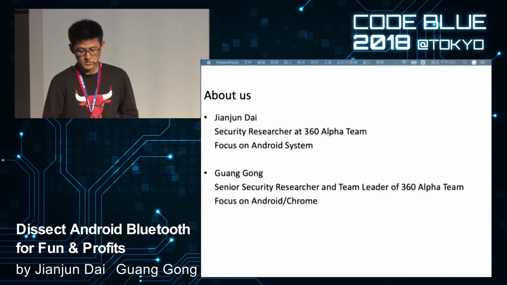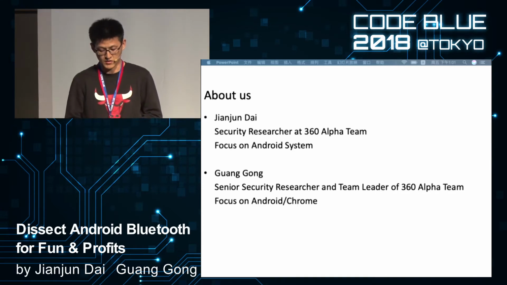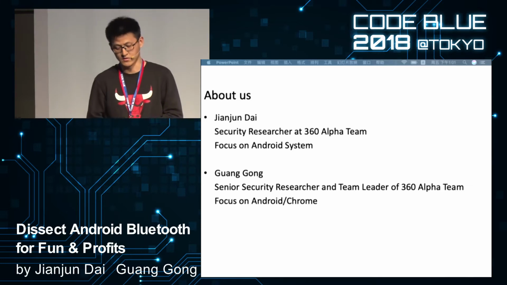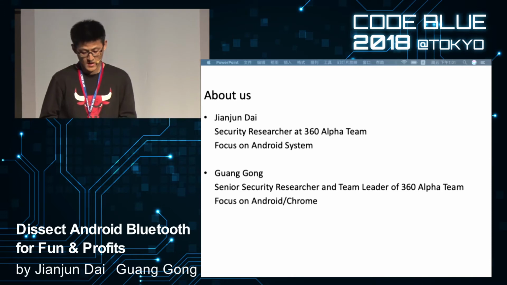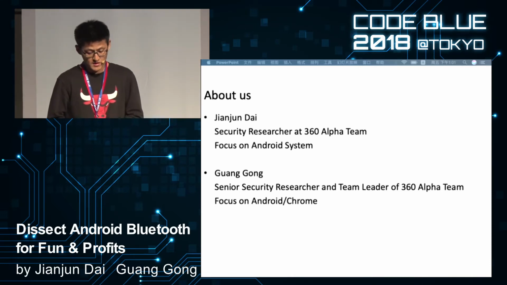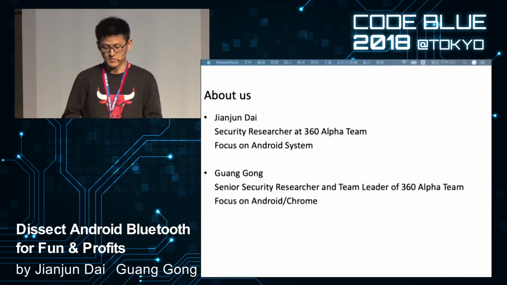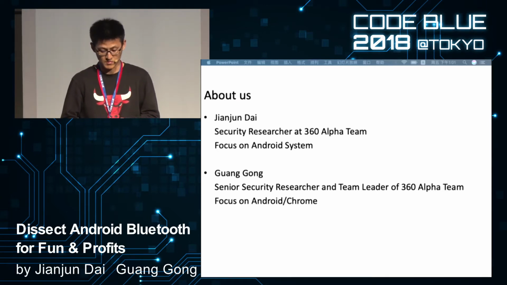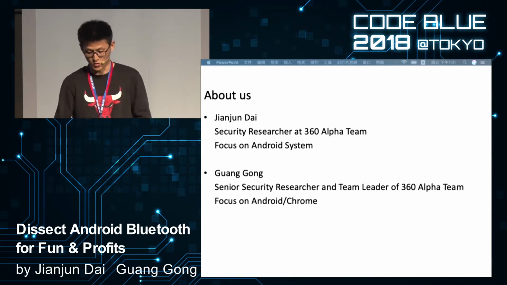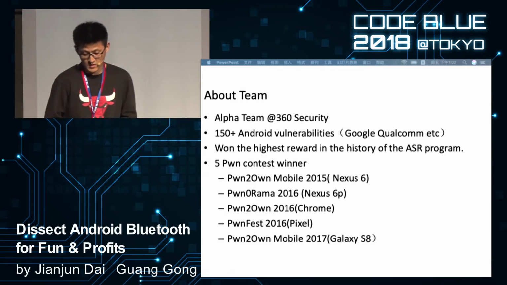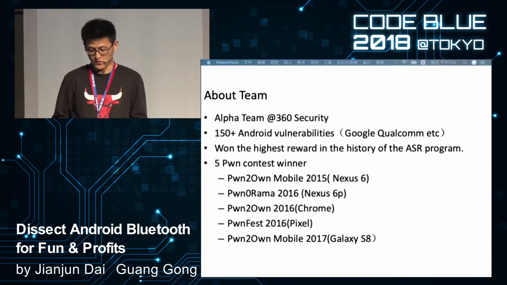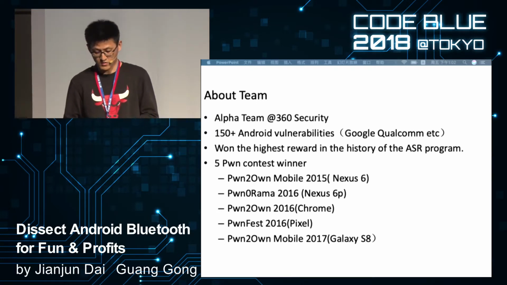First, please let me introduce us and my team. I'm Jianjun, a security researcher at the 360 Alpha team. I focused on Android system. And Guang, he is senior security researcher and team leader of 360 Alpha team, and he focuses on Android and Chrome. About my team, the main research fields of Alpha team are Android system security and Chrome browser security.